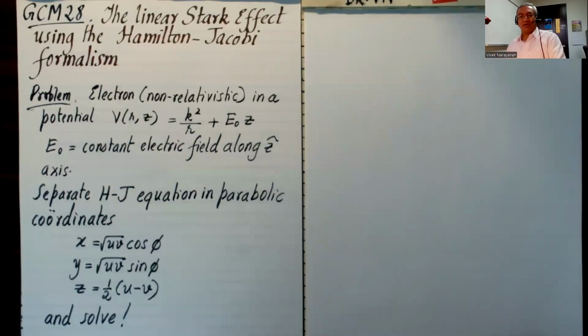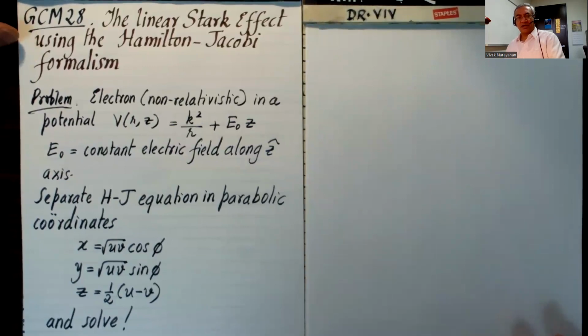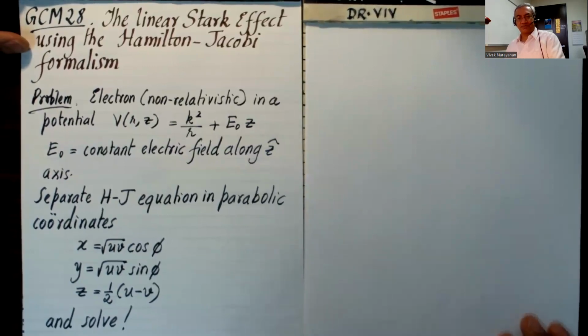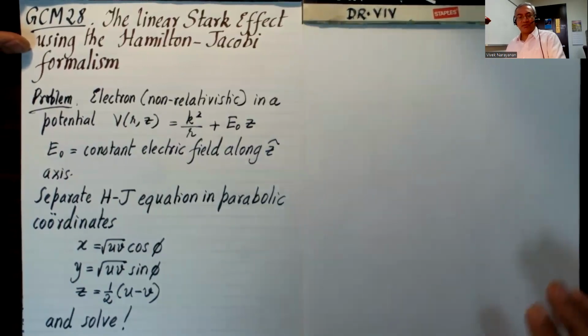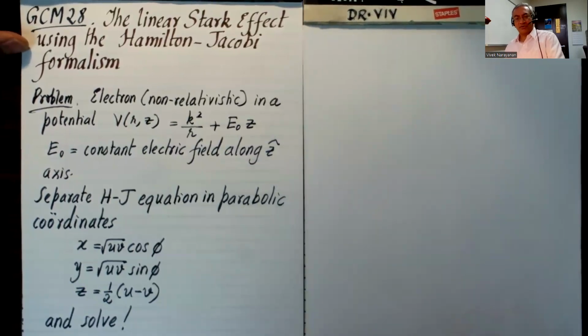Hello and welcome to what's the final video in this series of graduate classical mechanics videos. There might be some in the future, but for now, this is the end of the first course. We'll end up with this crowning glory of a problem, which is the application of Hamilton-Jacobi formalism to what's known as a linear Stark effect.